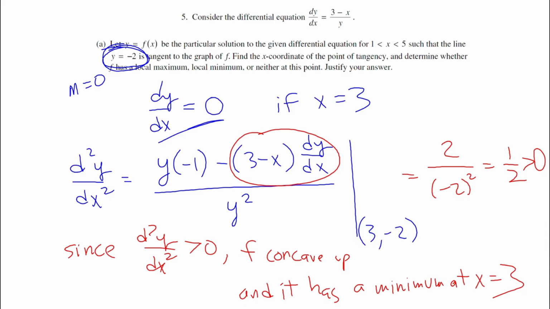So you got 3 points here, one for finding x equals 3, one for saying it was a minimum, and one for your justification that our second derivative was positive there.